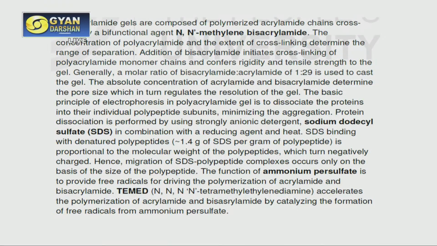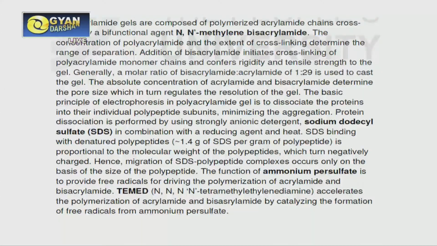So polyacrylamide gels are composed of polymerized acrylamide chains cross-linked by a bifunctional agent, that is methylene bisacrylamide. So you have to take both of these. If you need to prepare a polyacrylamide gel, you have to take acrylamide as well as methylene bisacrylamide. Now the concentration, again, you have 1:29.